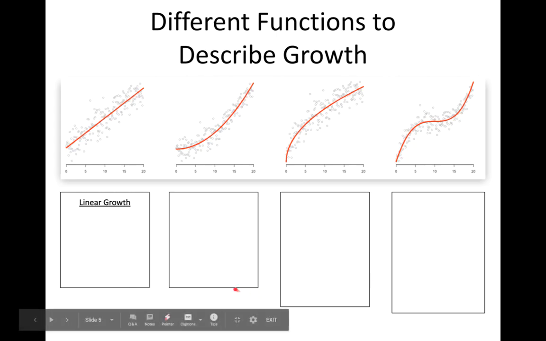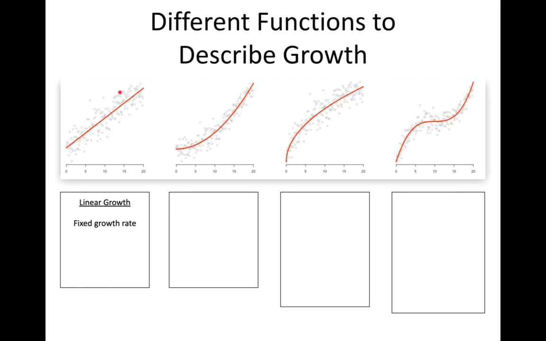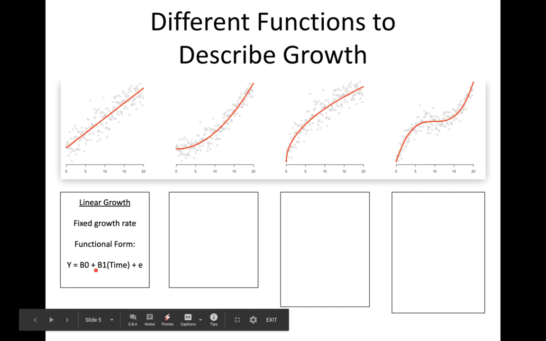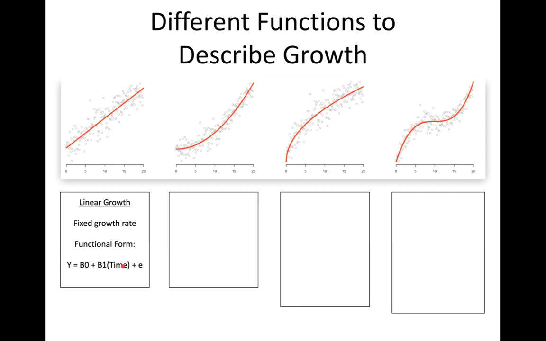There's, of course, linear growth, which we learned all about last week. So that's a fixed growth rate over time. And the functional form is just the general equation of what this looks like. Not the multi-level equation, but the general equation is you have your outcome as a function of some intercept, beta 0, plus some growth parameter, which is a function of time. So for each unit of time, you progress a certain amount according to what the slope is. So that's linear growth. Then we have what's called quadratic growth.